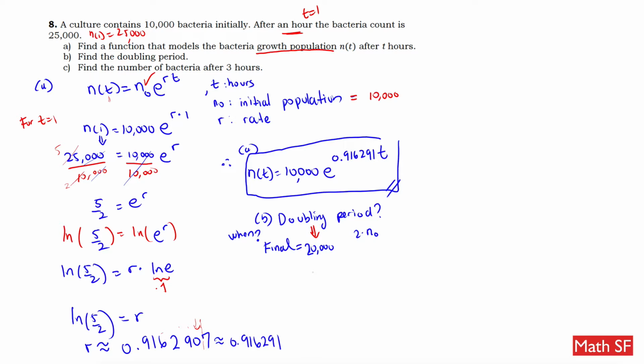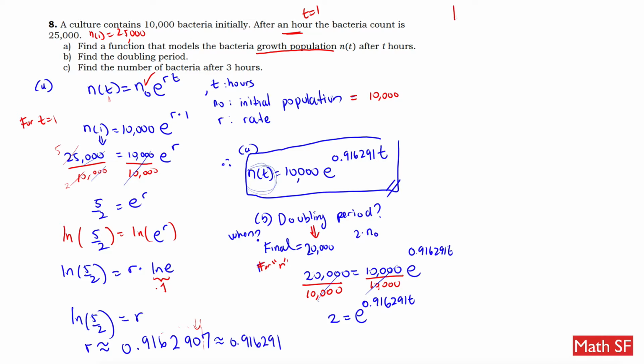So 20,000. We're looking for time now instead of r like in the previous part. So I'm looking for t, where N of t, this final here, is 20,000, equal to 10,000 e to the 0.916291 t. Let's solve for that. Divide by 10,000 on both sides. And let's see what we get here. This is going to be 2 equals e to the 0.916291 t.